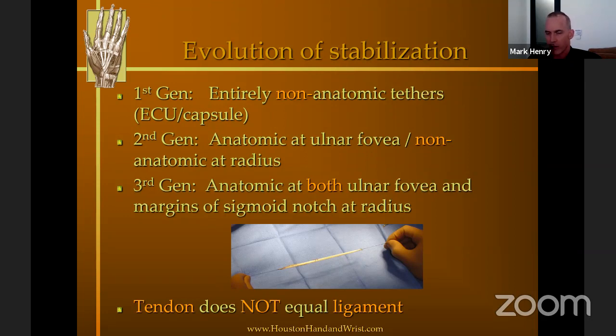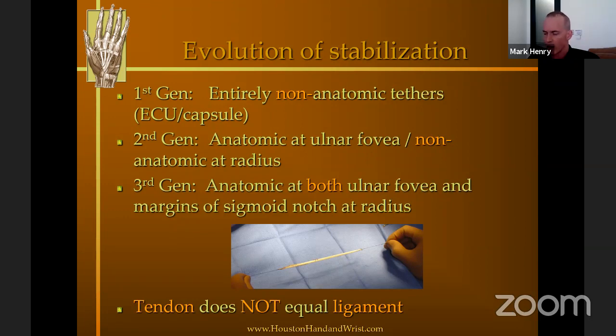Either excessive constraint driving the hyaline surfaces against each other, or causing a rupture to happen when the patient tries to go through a fully loaded range of motion, excess strain in a graft that's not anatomic. And so really, as in so many other joints in the body, and often when I try to explain this to patients, I use the ACL as an example, you have to get it anatomically correct.